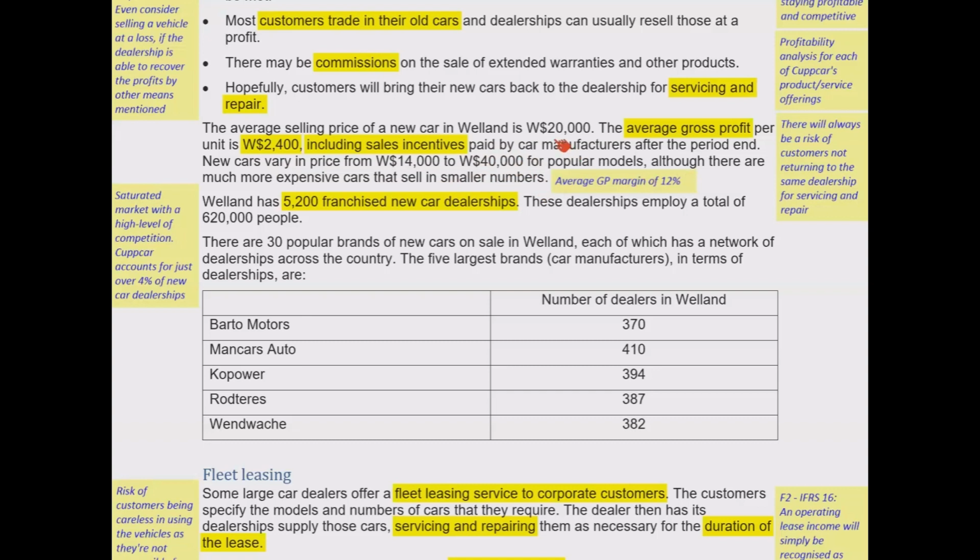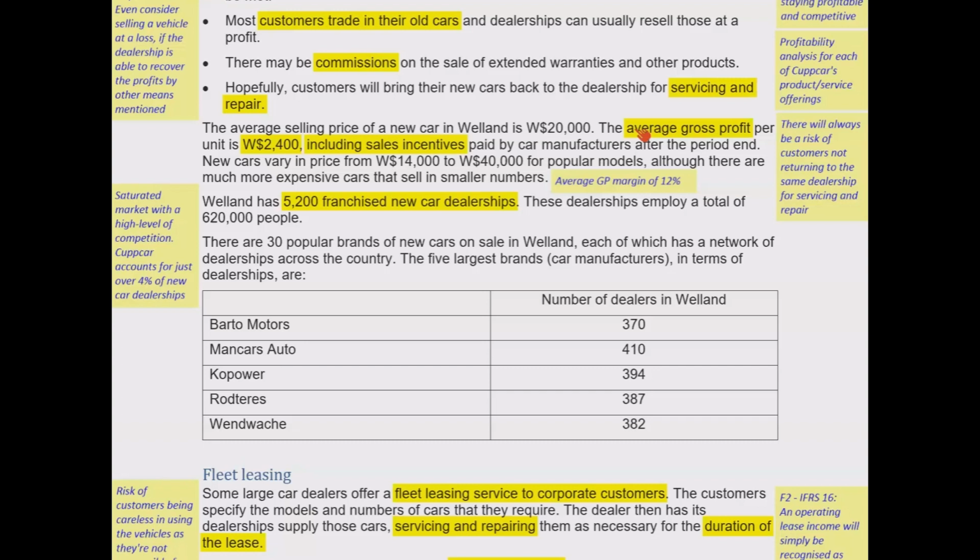Now, if we look at the gross profit per new car, 2,400, it's going to be important later on for us to look at what Cuppcar is making. And I think actually when we look at that, Cuppcar is managing to get a slightly higher gross profit margin on new cars than the average in Welland. Now, that might be because they've got a slightly higher level of sales of more costly cars, more of the higher end car brands, and they might therefore be managing to sell at a higher price.